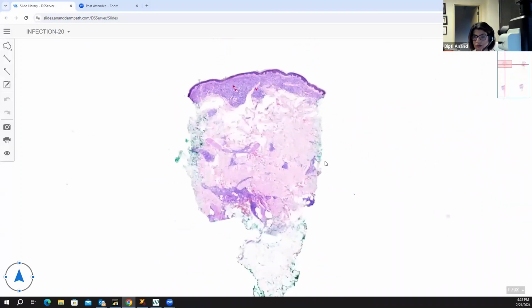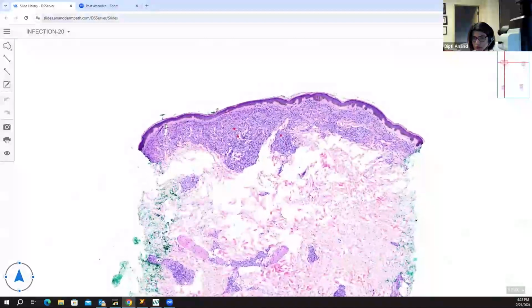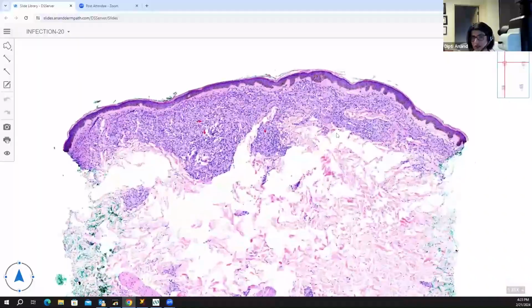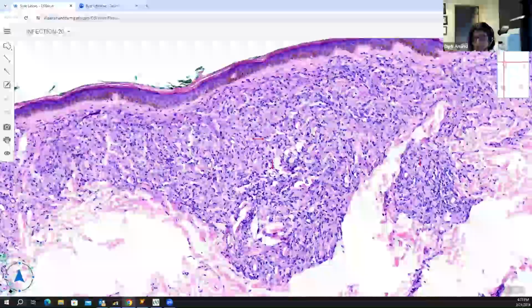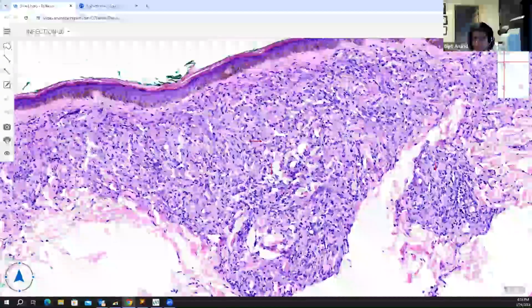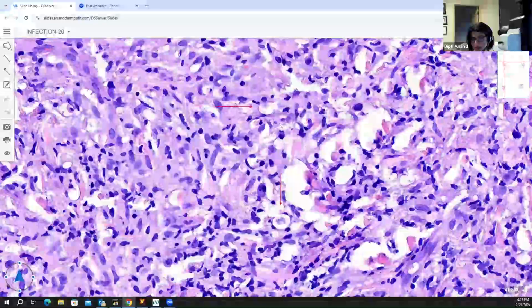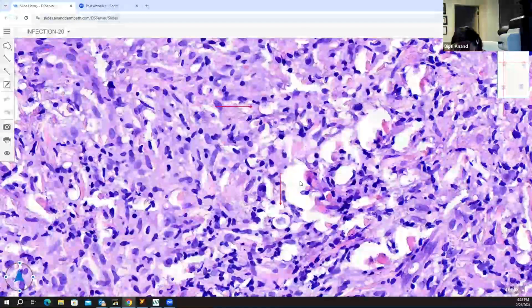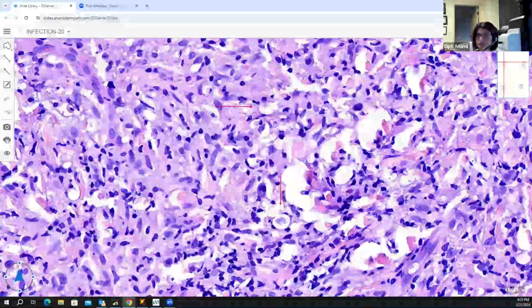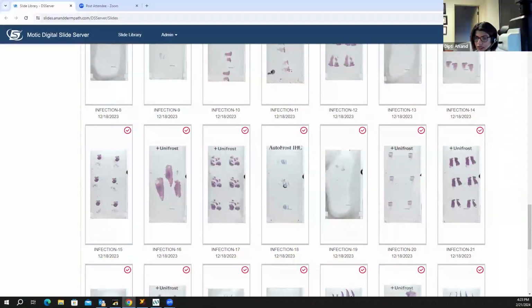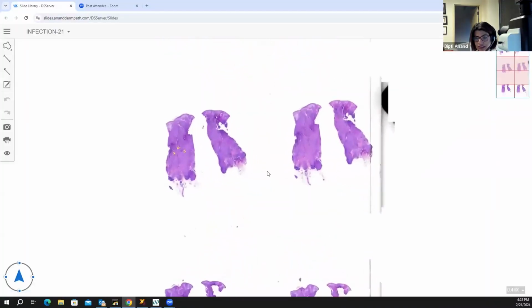So again, even at this power, you can appreciate the beautiful Grenz zone in this biopsy. So there's an uninvolved area of the dermis. And then when you go up on high power, there are all these sheets of histiocytes, and you can see the nice globoid cells with the clumped up bacteria within these histiocytic cells. So that is lepromatous leprosy. The other end of the spectrum is tuberculoid leprosy. This was another example of a patient.